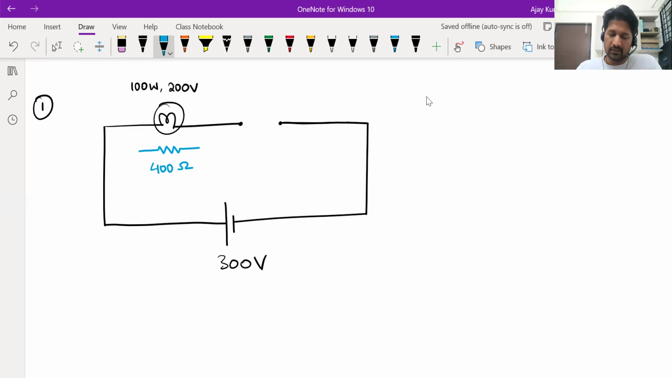Okay. Now the voltage of the supply is 300. Out of 300, we have to ensure that this bulb gets 200 volts, not more than that. Means the other 100 should be shared with some other element. Let's say you have to connect a resistance here. Tell me, how much resistance will you take?